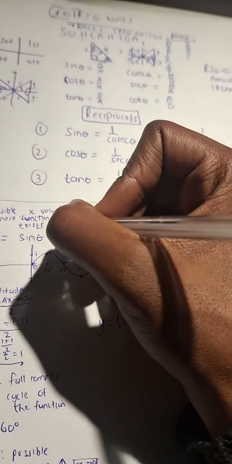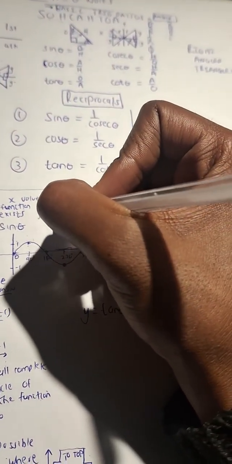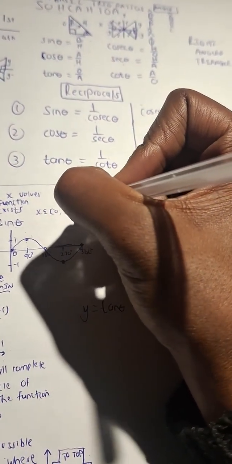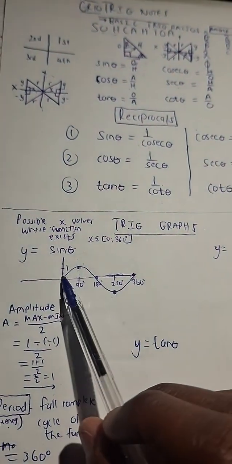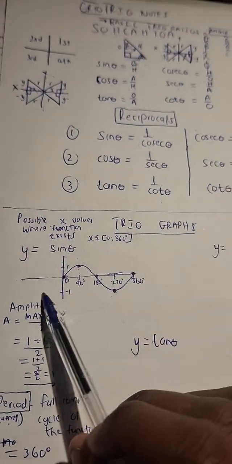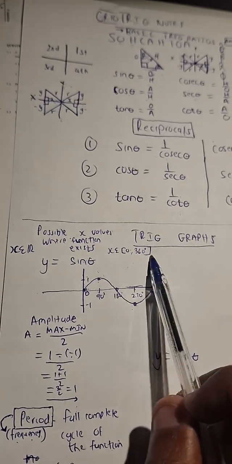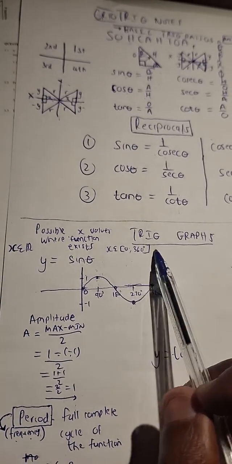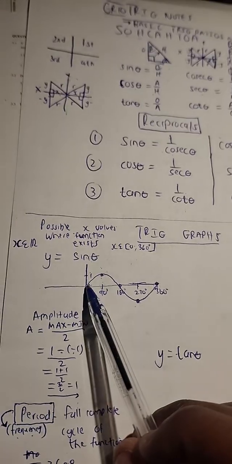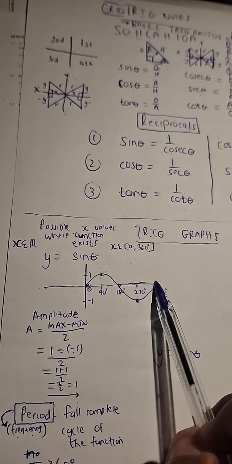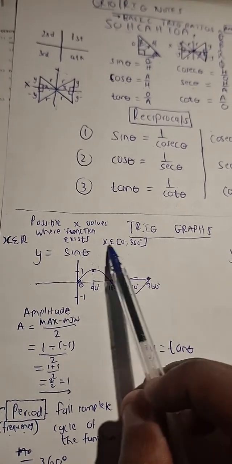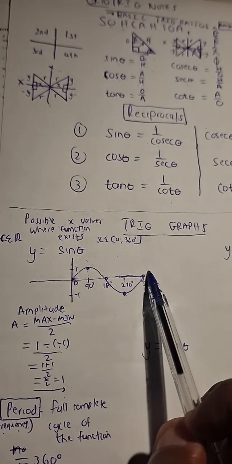So we can say x is an element of 0 to 360. But typically, if the function is an infinite function, it goes on forever, we then say x is an element of real numbers. So we must always check when they give us the function, have they given us a restrictive domain? Because if they give us a restrictive domain, meaning they say it starts and it ends somewhere, then we need to align our domain with where it starts and where it ends.